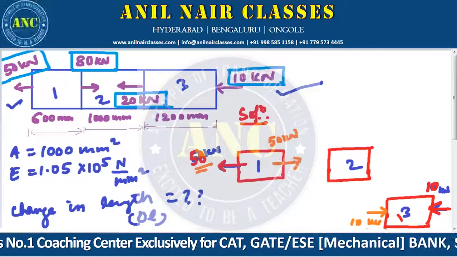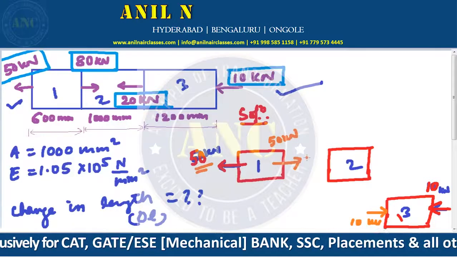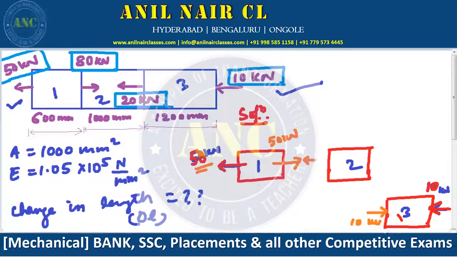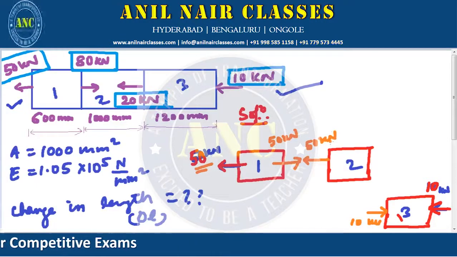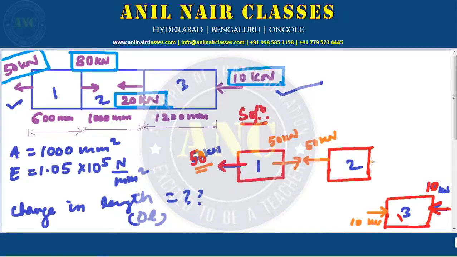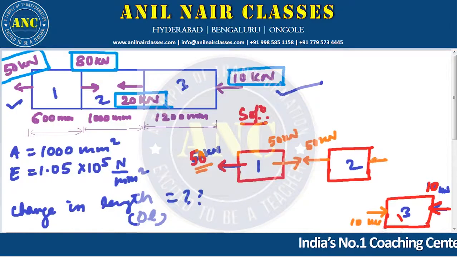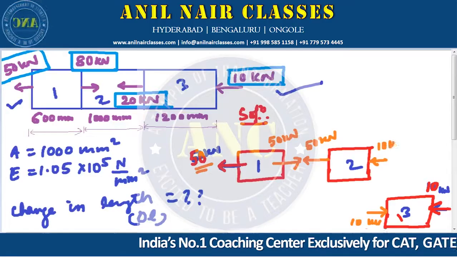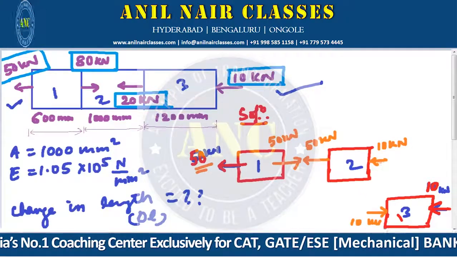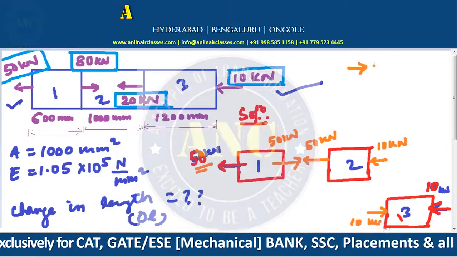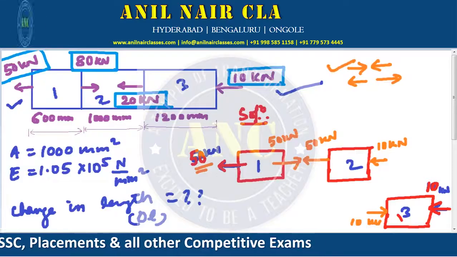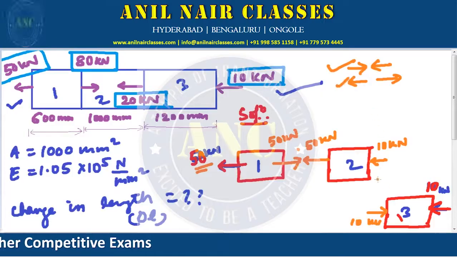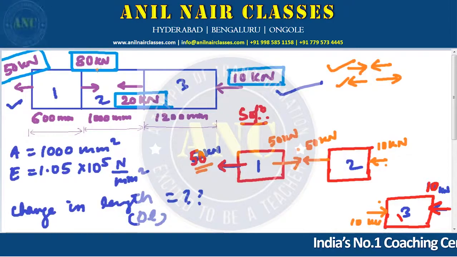Now, before we put the values of 80 and 20, whatever we got, this is 1 and 2, this is the border. So there should be an equal and opposite reaction. This is the equal and opposite reaction of 50 kilonewton. Similarly, here there should be an equal and opposite reaction, so this should be 10 kilonewton. Correct? Because equal and opposite means it should be this and this. So the first one satisfies this, and the second one satisfies this and this. Clear?